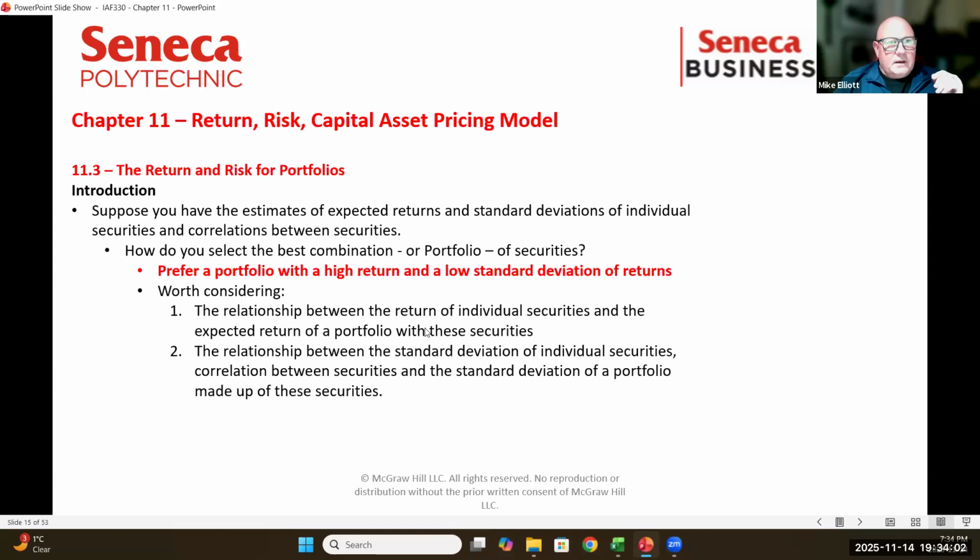In order to get there, what do we have to do? We have to look at the relationship between the return on individual securities and the expected return of the portfolio with those securities. So if I'm expecting NVIDIA stock to give me 3,700%, what am I looking at in terms of a portfolio? Obviously that's going to drag my portfolio higher, but it's going to be such a tail that it's going to be way out the side of the portfolio, standard deviations away from what we expect to see. But we have to consider that.